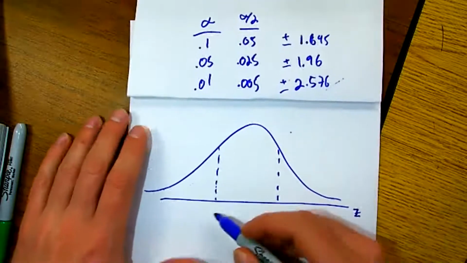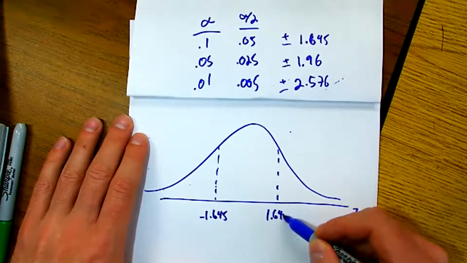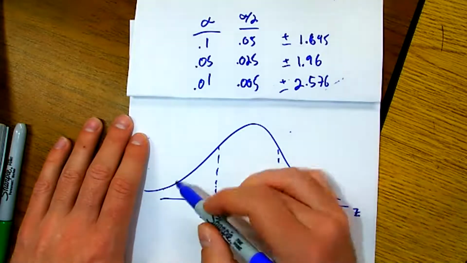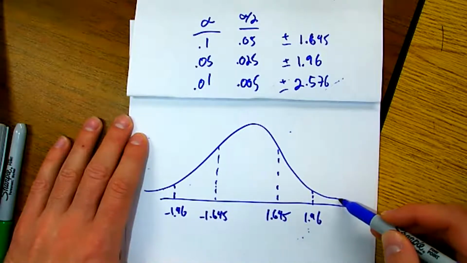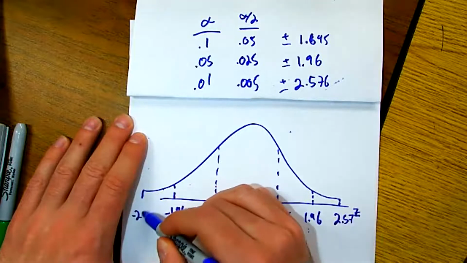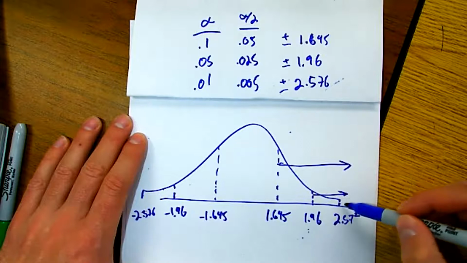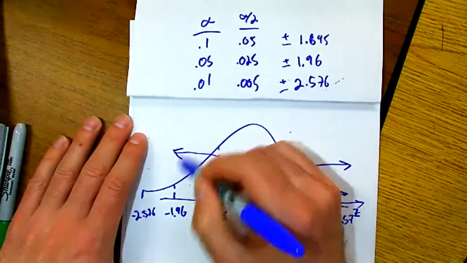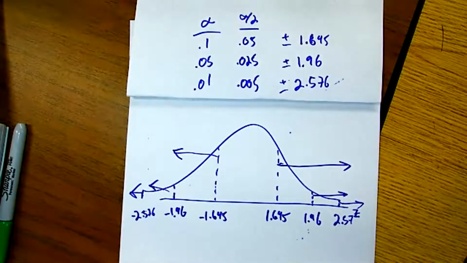So here's my first critical value. Negative 1.645 and 1.645. Negative 1.96, 1.96, 2.576, negative 2.576. Now I'm going to think about my rejection regions, or the areas to the right and to the left. Okay? So that's my kind of setup.